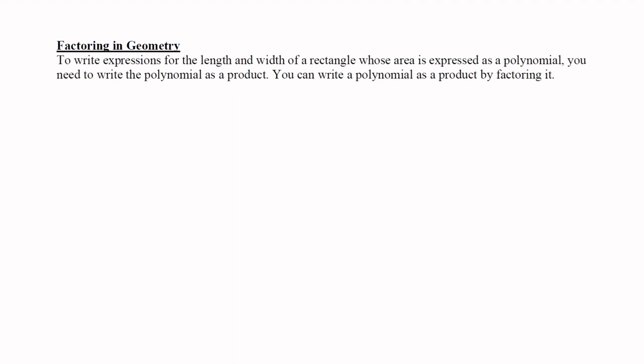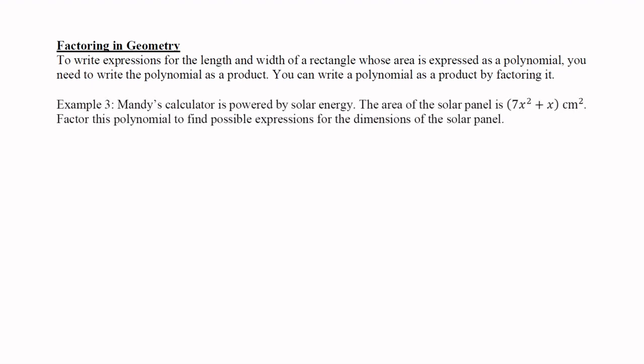To write expressions for the length and width of a rectangle whose area is expressed as a polynomial, you need to write the polynomial as a product. You can write a polynomial as a product by factoring it. So for this example, Mandy's calculator is powered by solar energy. The area of the solar panel is 7x squared plus x centimeters squared. We're going to factor this polynomial to find the possible expressions for the dimensions of the solar panel.